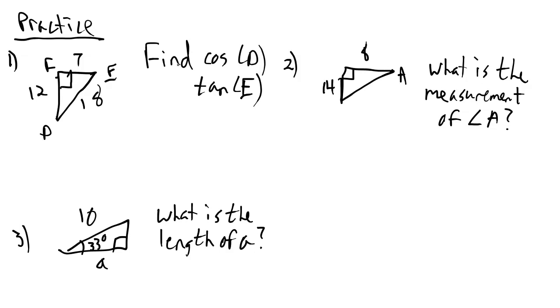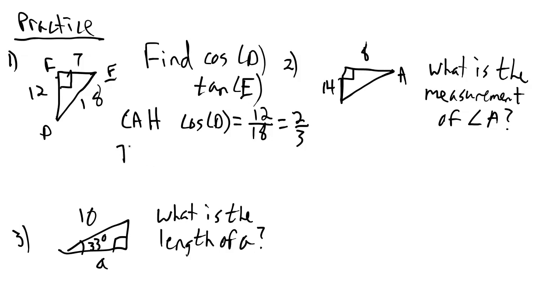Welcome back. Let's get to this. The cosine of D. Cosine is adjacent over hypotenuse. So the cosine of D will be, what's the adjacent leg? It's 12 over the hypotenuse. The hypotenuse will always stay the same. So this is 12 over 18, which we can divide both by 6 to get 2/3.